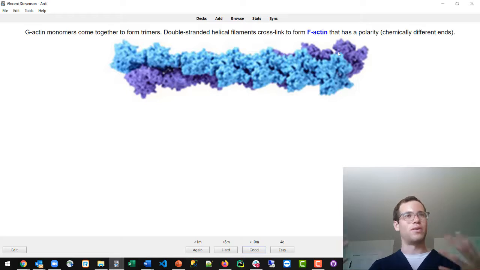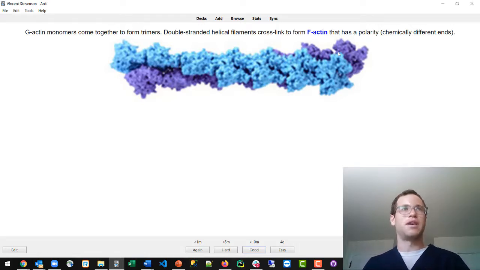And so what polarity refers to is a difference between the chemical properties of both sides of the molecule. If this was a perfectly symmetric molecule, with both sides having identical properties, it wouldn't be polarity. But in this case, actin is one example of a filament that does have polarity. So we make note of that when we're analyzing the structure of this.